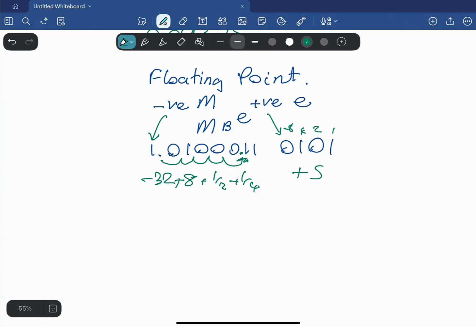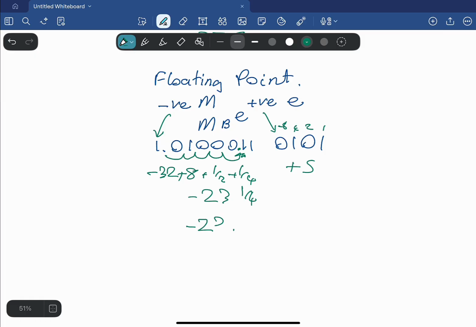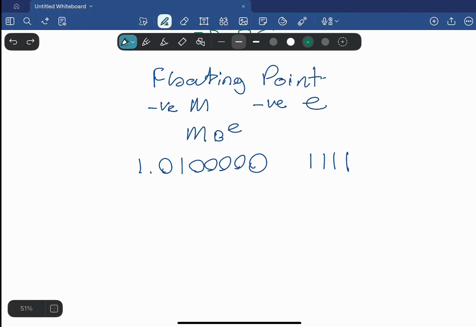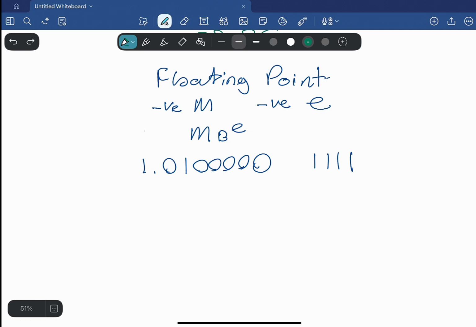If we add those up, minus 32 plus 8 is going to give us minus 24, and then we're going to add a half to that and get minus 23 and a half, and then another quarter, minus 23 and a quarter, minus 23.25.